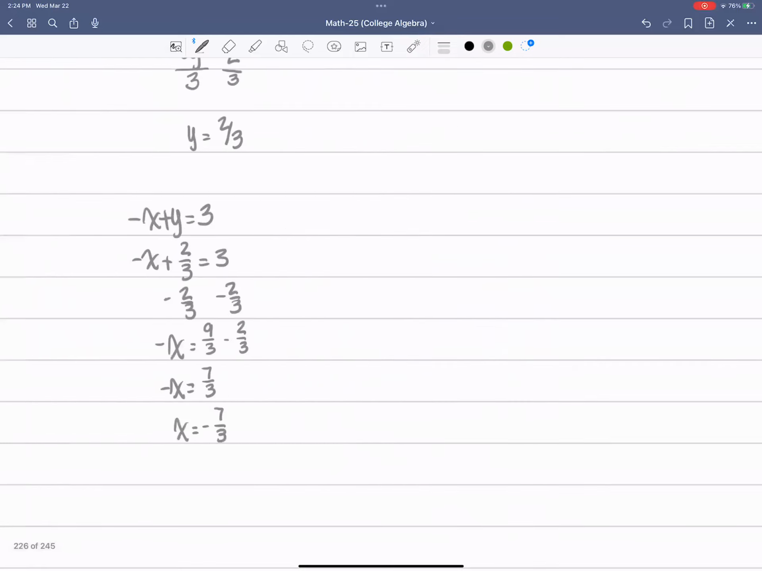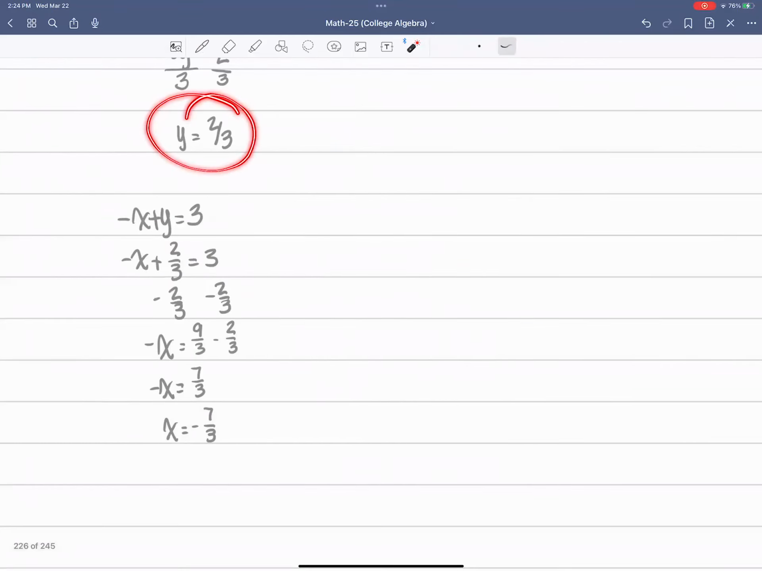And again, we have our x component and also our y component. So our actual solution is going to be -7/3, comma, 2/3. And that's it.